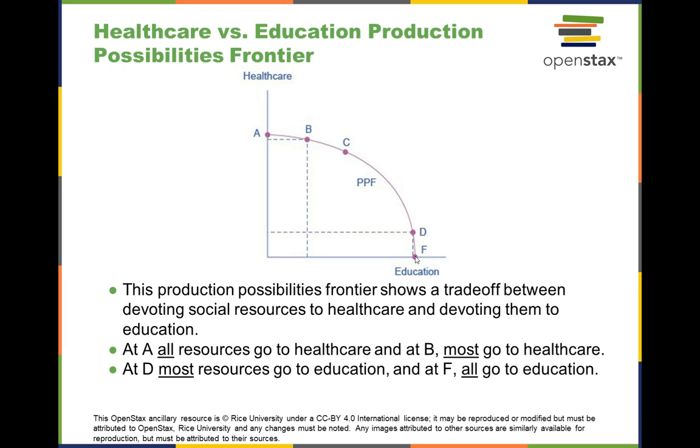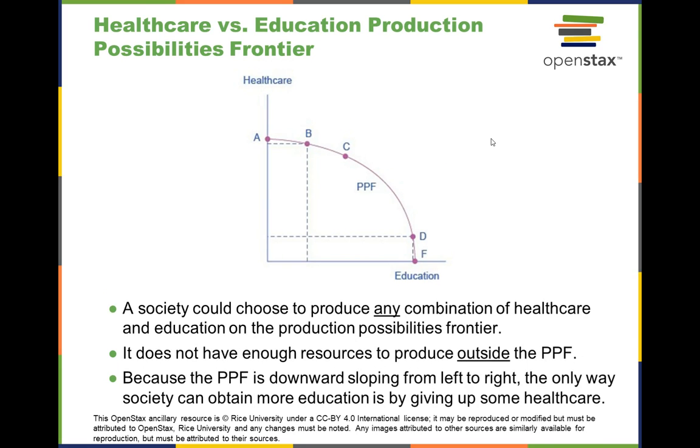And the exact opposite is true. If you go to point F, $1 billion will go to education and $0 will go to healthcare, because this is 0 for healthcare, $1 billion for education. At D, most resources are going to education. So right here, and at B, most resources are going to healthcare. A society could choose to produce any combination of healthcare and education. So if it goes here, most of it's going to education. If it's here, most is going to healthcare. Right about here is going to be even.